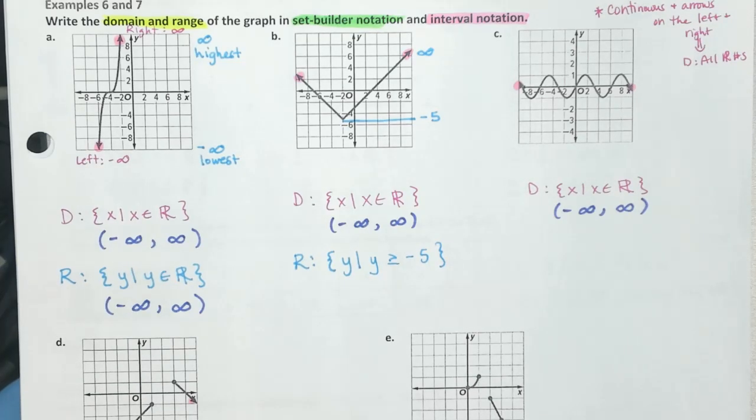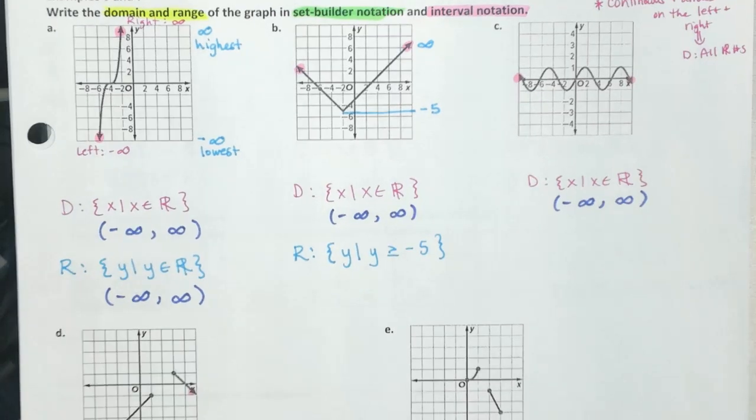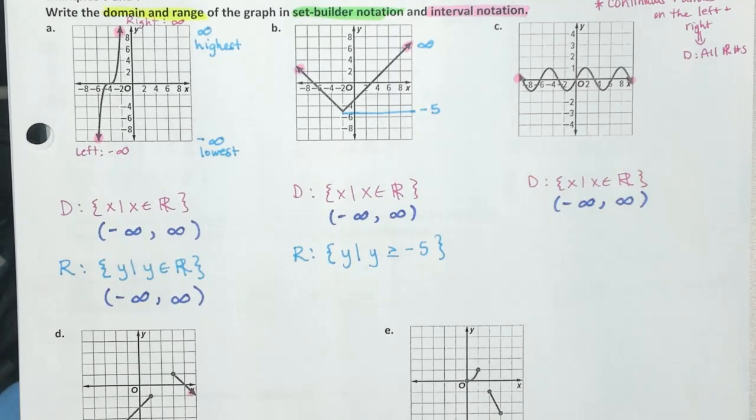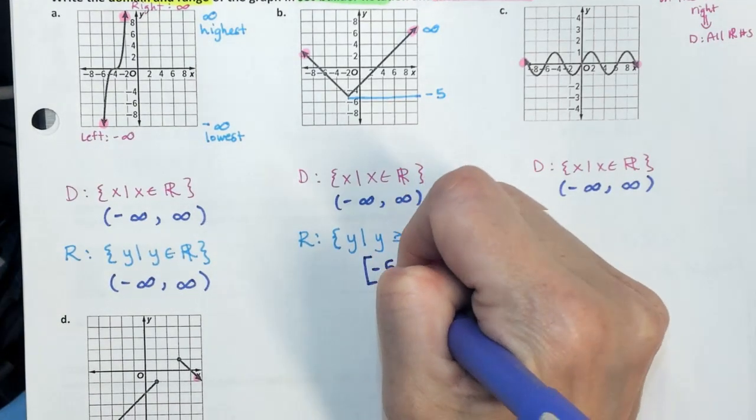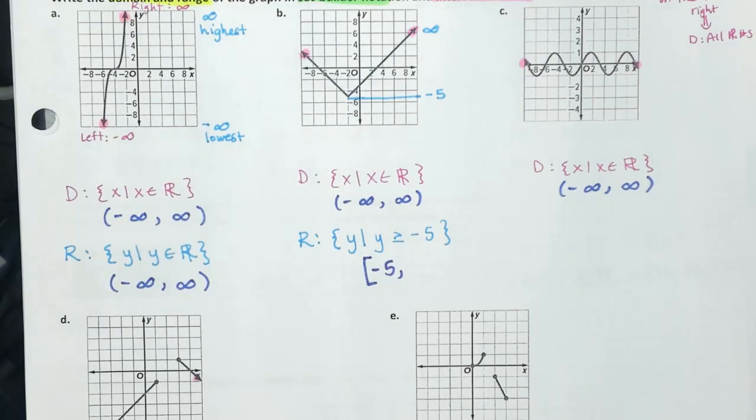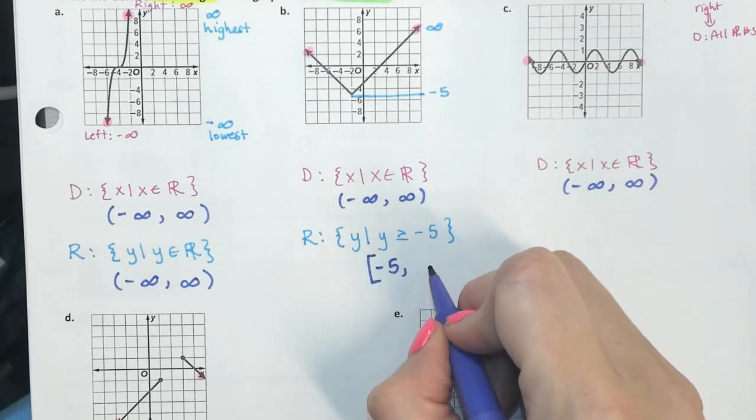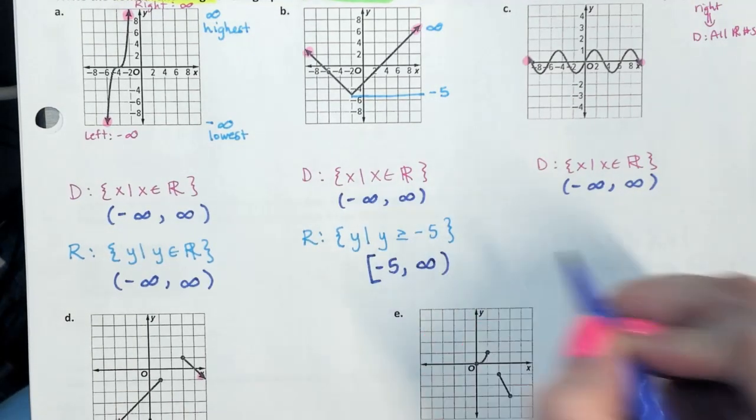Okay, and then we did a little bit of the interval. The interval notation, same thing. You are always going to start with the lowest value. So your lowest value is -5. We're going to use a bracket. You're always going to use a bracket unless there's an open circle, which we aren't even looking at that yet. And then your highest value is infinity, so that's it for your interval.